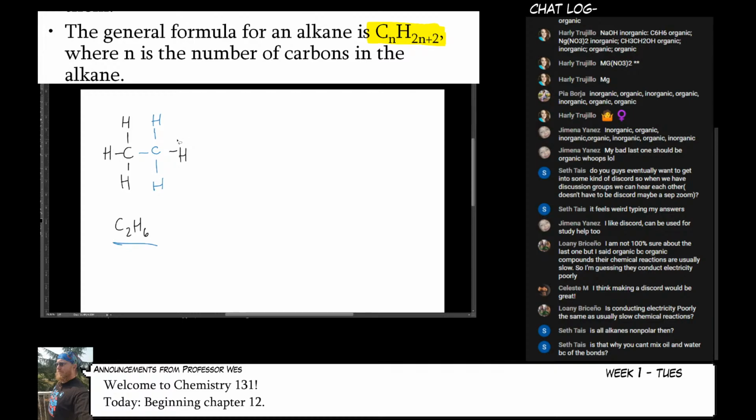Now I could do this again. So we'll take this guy and move him over, and I'll just do the same thing again. And this would be C3H8, which still follows the CnH2n plus 2 formula. And we'll just do this forever and ever for as many carbons as we want.